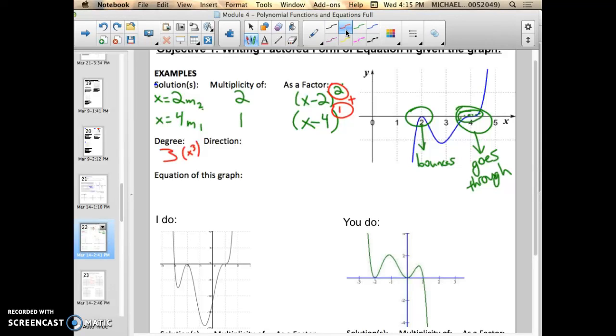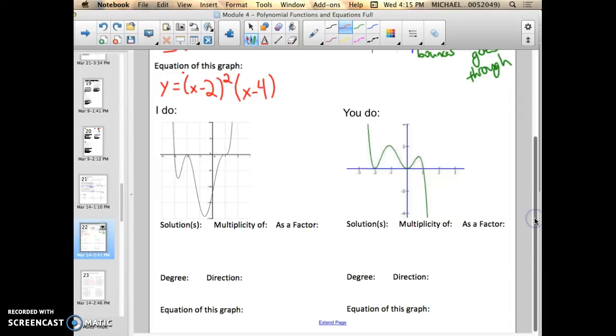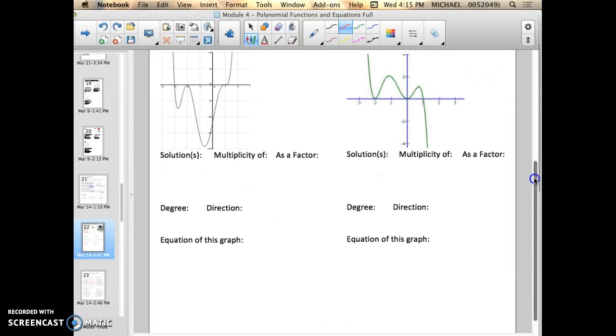So I've identified the degree, and then finally the direction. And direction just means what is the end doing? Is it positive or negative? And the end over here is going up, so I know that this graph is positive, or this equation is also positive. And so finally, to write the equation, I write y equals, in factored form, x minus 2 squared times x minus 4. And I'm done. I can identify that it's positive because I don't have to put anything in front if it's positive. Now, if it was negative, I'd have to write a minus. So, let me go down to one more example just to really talk through this concept.